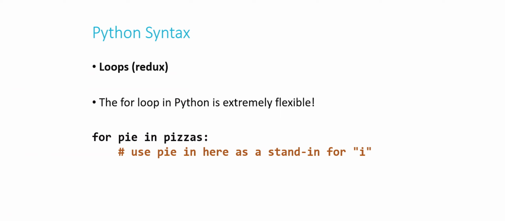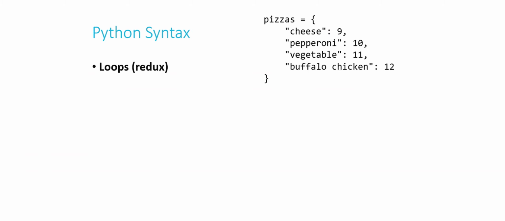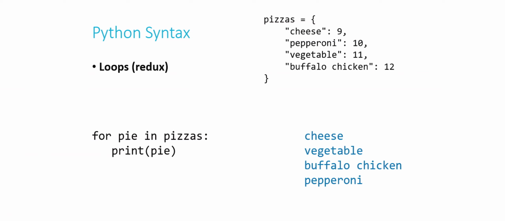What it's going to do there is pi basically becomes every single key. So cheese, bacon, vegetable, pepperoni, whatever else I had in there. That's how we iterate over all of those keys in Python without having the integer values that we did previously. For example, here's the original pizzas dictionary that we had just a moment ago. If I say for pi in pizzas, print pi, because pi is substituting for the keys, this is going to print out a list of all of the keys in my dictionary. So these are maybe the kinds of pizzas that I have available.